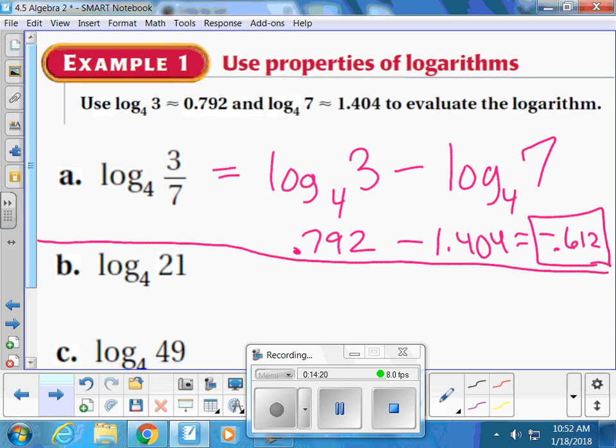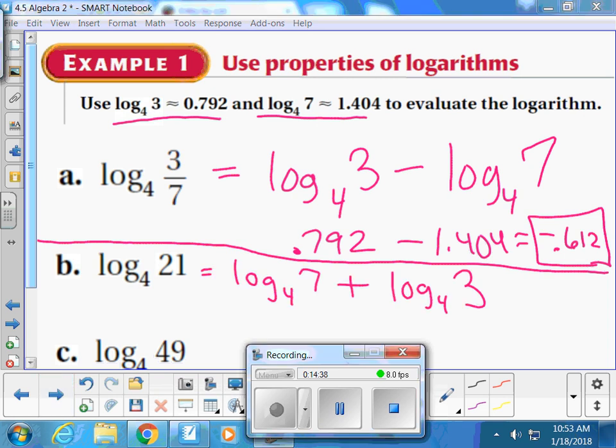Just 0.792 minus 1.404. This was given information to you. If you need to get it yourself, you use the math button.